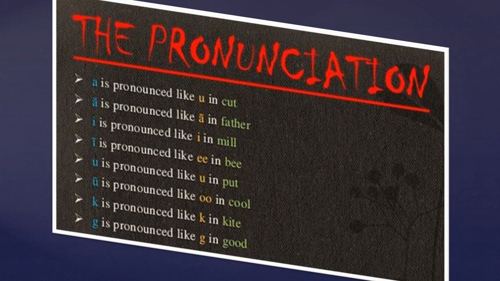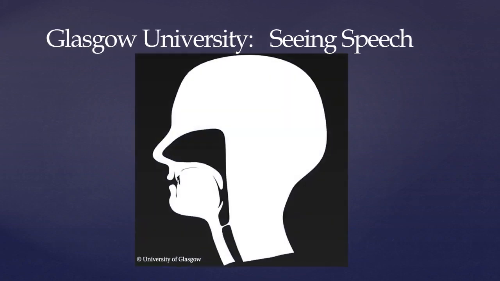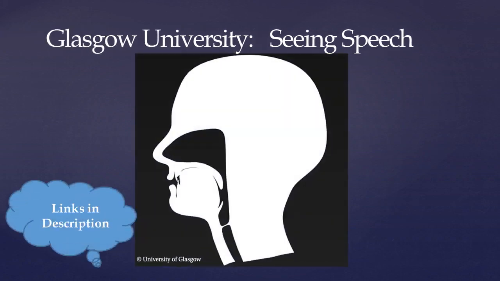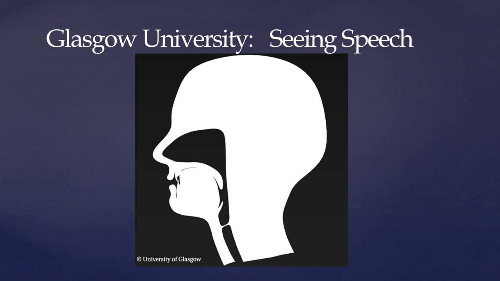Now I'm sure if you've read any guide on the Pāli language before, you'll be familiar with the technique of using English words as examples of letter sounds. But in this tutorial I'm going to do something a little different. To add another dimension which I think will help you, I've opted for graphics from the University of Glasgow's Seeing Speech Lab. So let's work through the consonant sounds.